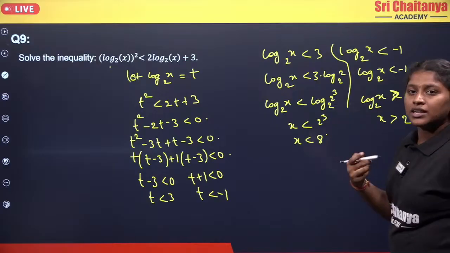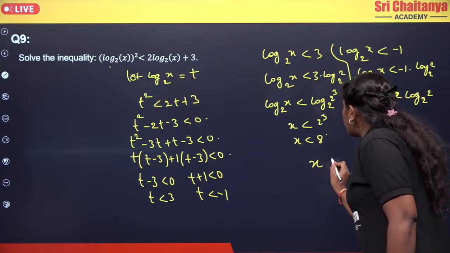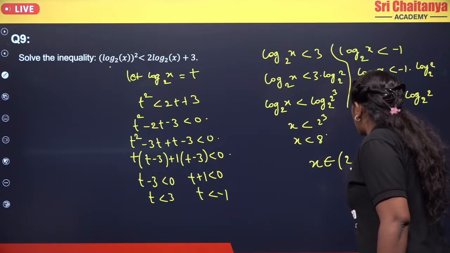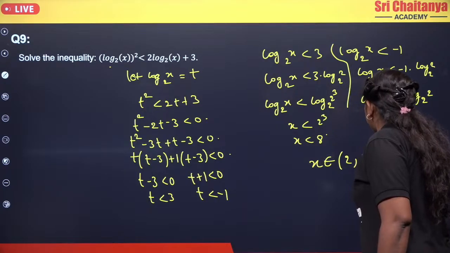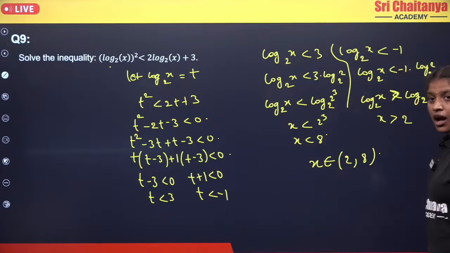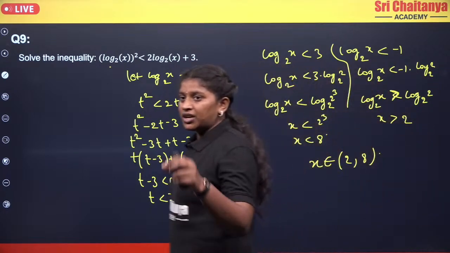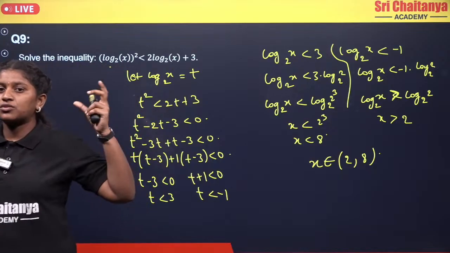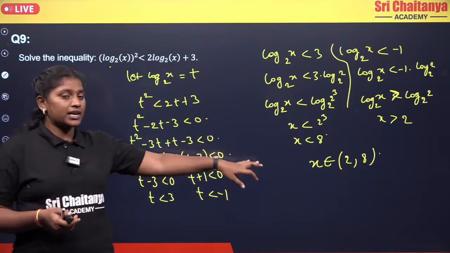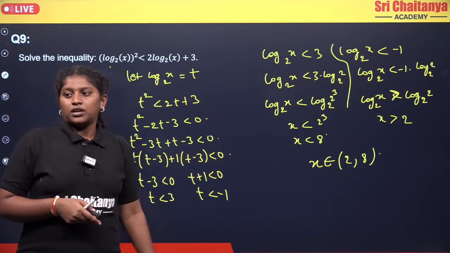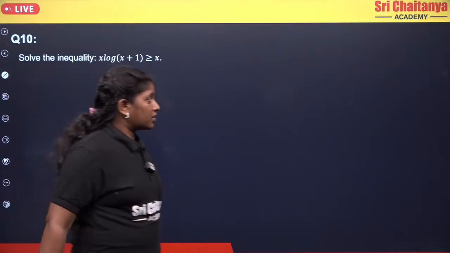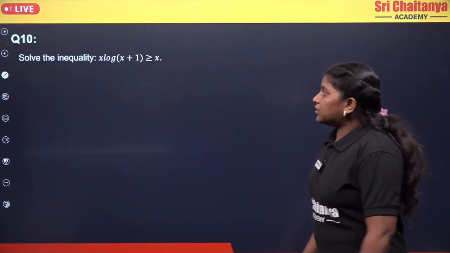Now what is the interval of x? So our x belongs to 2 comma 8. Okay, so this is how we are going to find the intervals of our x, like we are going to find what the possible values for x are. Clear? Now moving to the next, we will solve another problem.